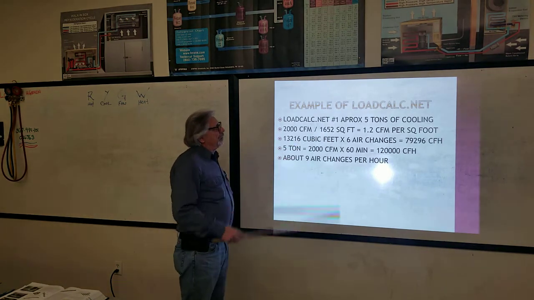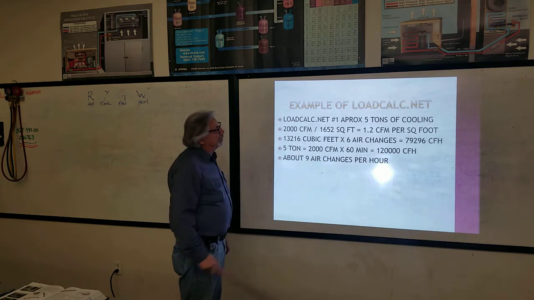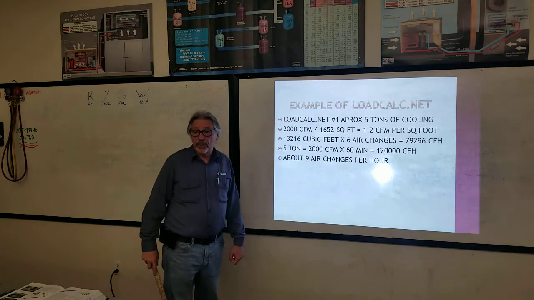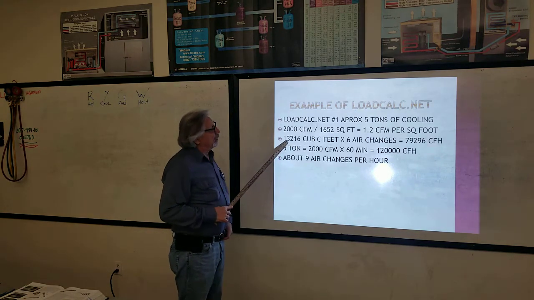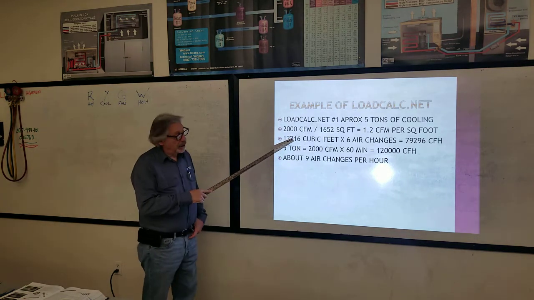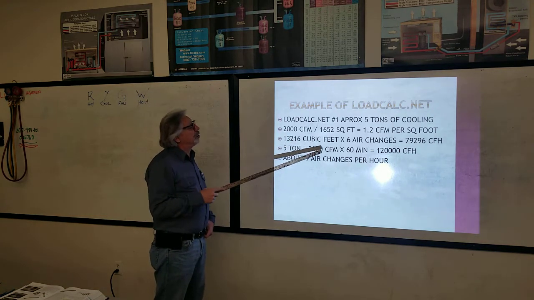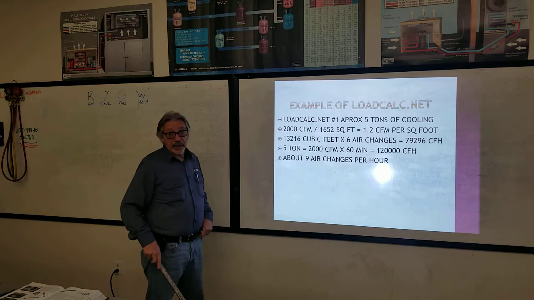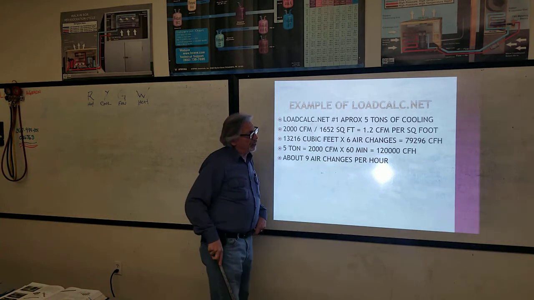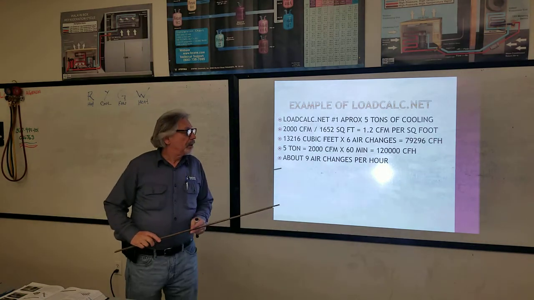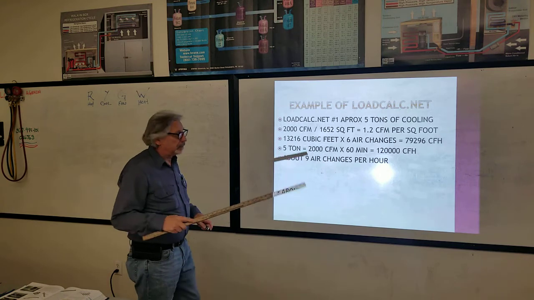We had 1,652 square feet, equals 1.2 CFM per square foot. So cubic feet was 13,216 cubic feet times 6 air changes is 79,296 cubic feet per hour. Got that so far? Okay, alright.